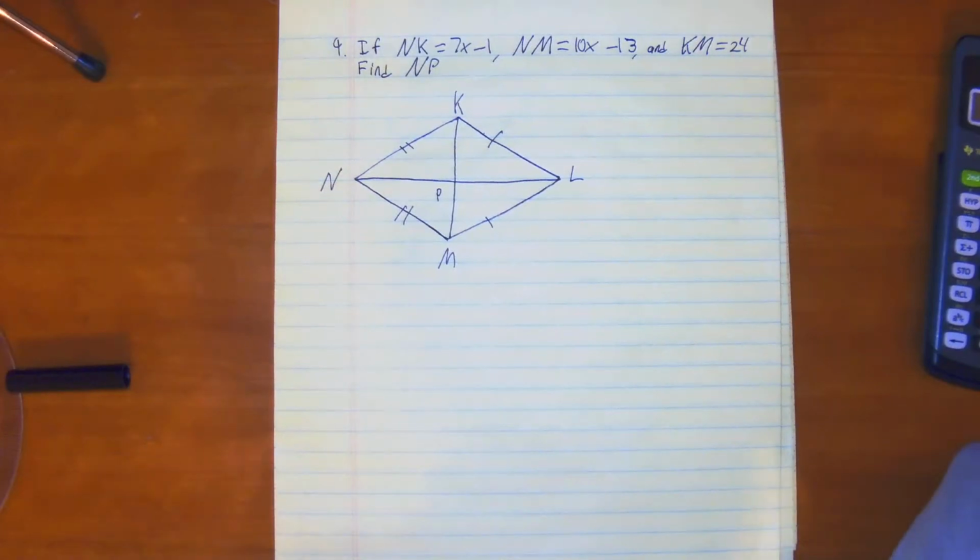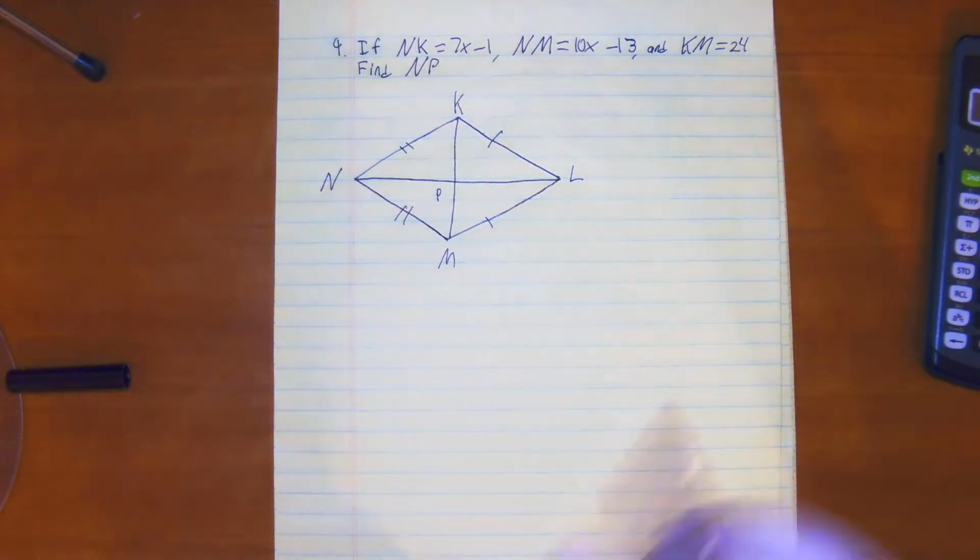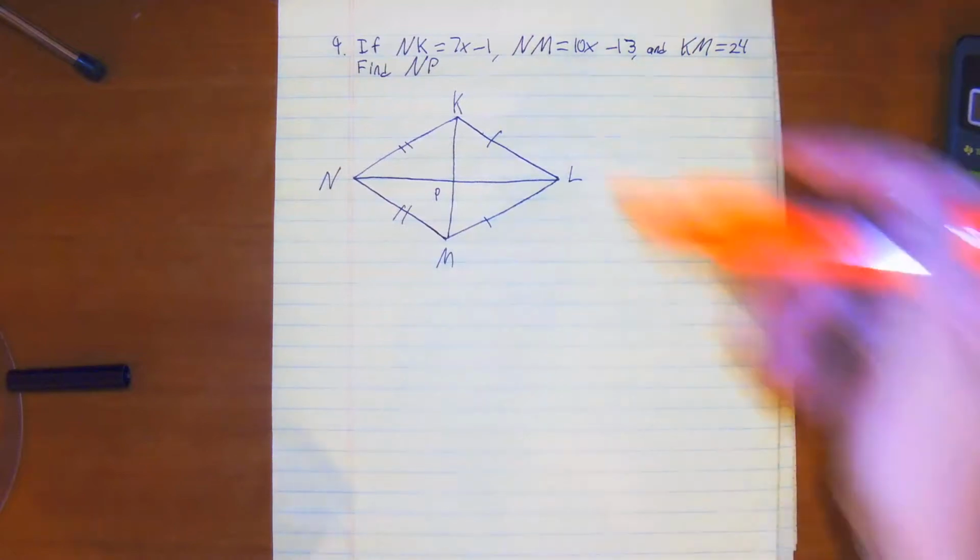We're looking at number 9. Number 9 says if NK is equal to 7x minus 1, NM is equal to 10x minus 13, and KM is equal to 24, we want to find NP. So we have a kite, so let's just start highlighting what we have.